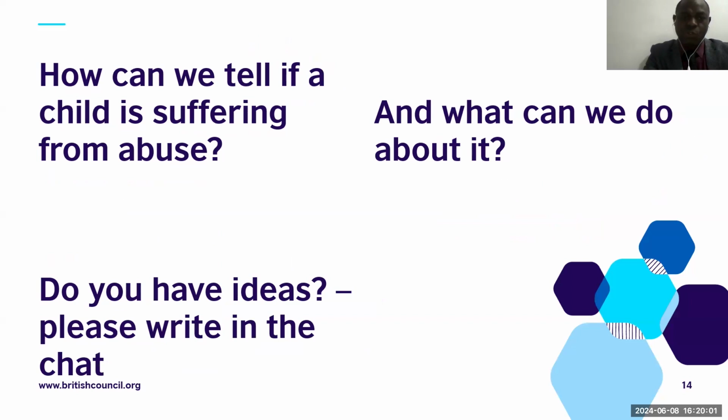We now come to a critical session. How can we tell if a child is suffering from abuse? What are the tell-tale signs? Dealing with children, coming across children in the school, in the class, in the boarding house, in the school community, how will you know as a 21st century educator that a child is suffering from abuse? You can put that in the chat box. When a child is always withdrawn and silent, something is wrong emotionally.